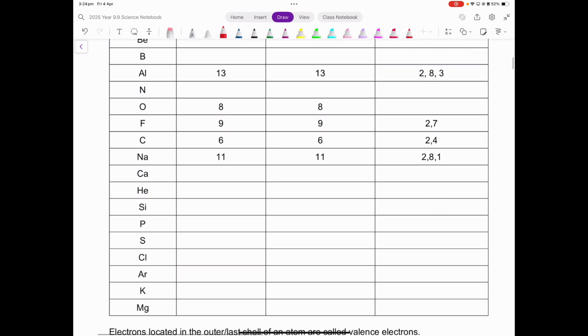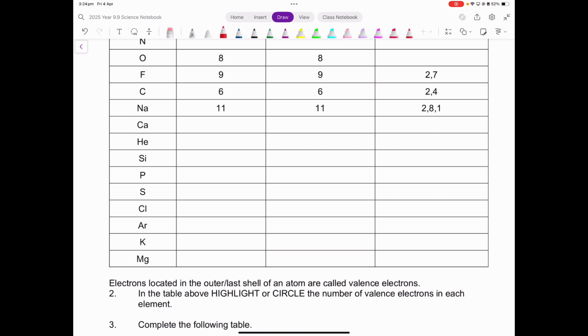Let's look at one more example together. I'm going to scroll all the way down to silicon. Can you please find silicon and put your finger on silicon? You will see that silicon is number 14. This means that it is going to have 14 electrons, and they will be spread across a few shells.